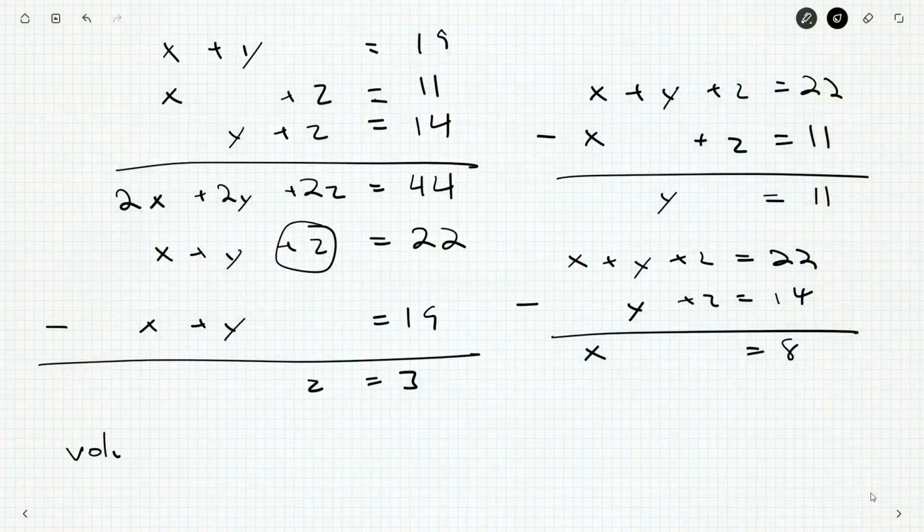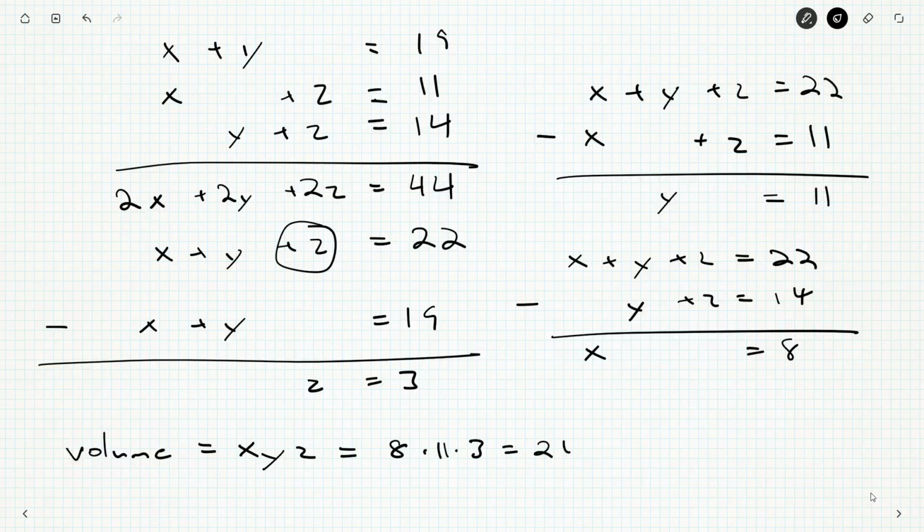And now finally, we want the volume, at long last. That's x times y times z. That's how we get the volume of a rectangular prism. So that's 8 times 11 times 3. 8 times 3 is 24. Times 11 is going to be 4, 6, 2, 6, 4. There we go. So 264 is our final answer. That is the volume of the rectangular prism.